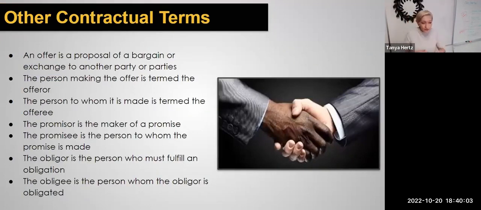Another few contractual terms that you need to know, an offer. So an offer is a proposal or a bargain or an exchange to another party or parties. The person who is making the offer is termed the offeror. The person to whom the offer is made is the offeree. The promiser is the maker of a promise. The promisee is the person to whom the promise is made. The obligator is the person who must fulfill an obligation, while the obligatee is the person to whom the obligator is obligated. That's a mouthful of marbles, right? It's just important, though, to understand who is whom in a contract when you are speaking about contract law.